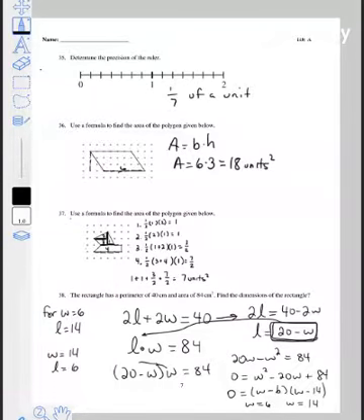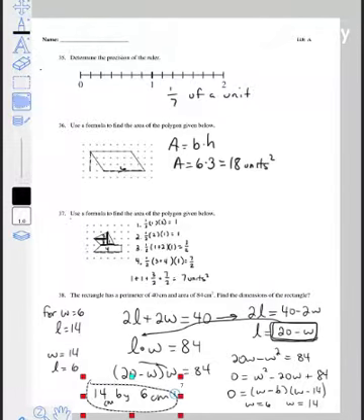So either way, the dimensions are 14 by 6 centimeters, 14 centimeters by 6 centimeters.